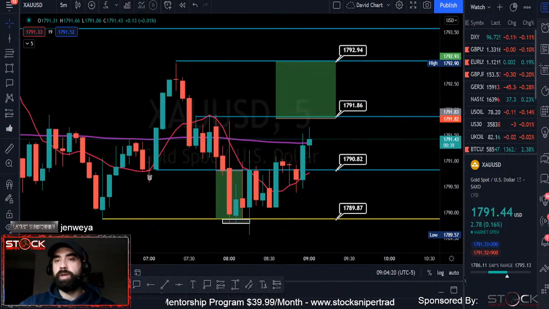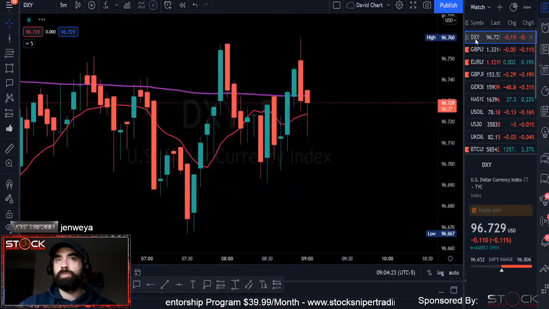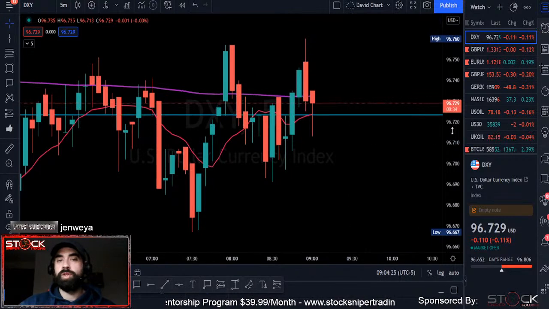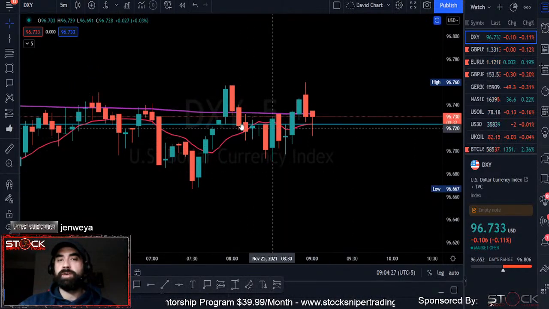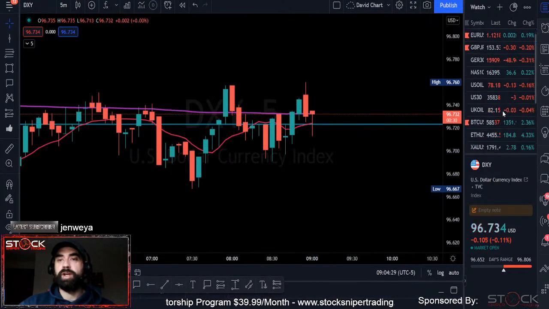Okay, so let's check out our DXY. Oof. And we talked about this. Heavy consolidation movement here, guys. Heavy consolidation movement. Not much happening.